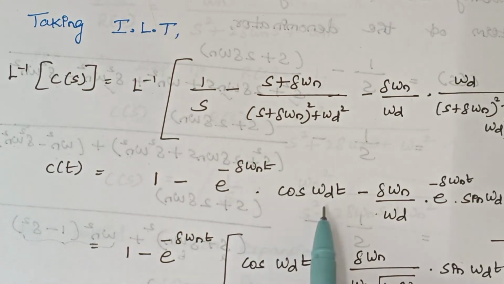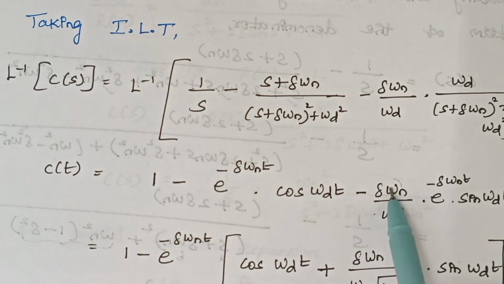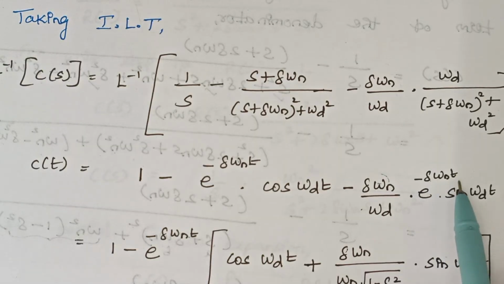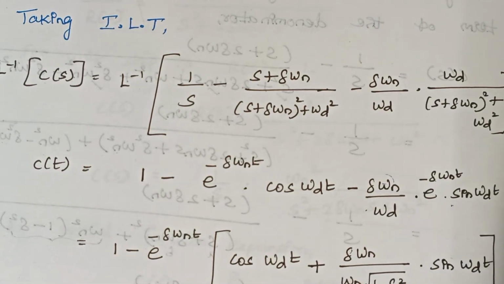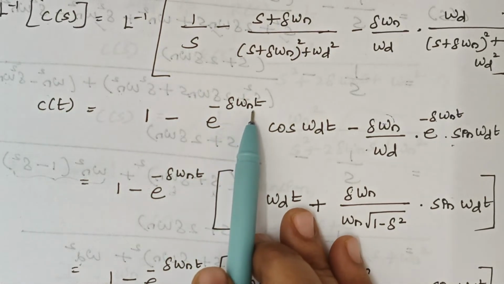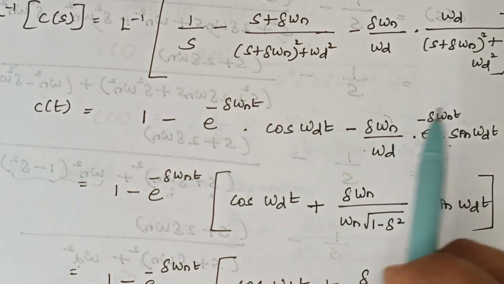This is the respective formula. Minus, I am writing this expression as such here, and here the remaining term is e power minus zeta omega nt into sine omega dt. Here the respective formulas are written. And the next step is, when you look carefully, here zeta omega nt and here also e power minus zeta omega nt, the terms are common.